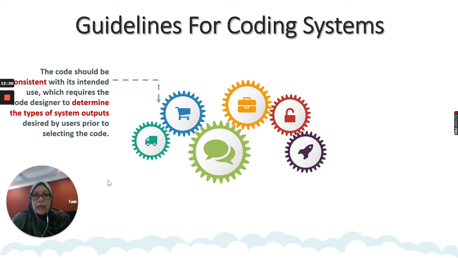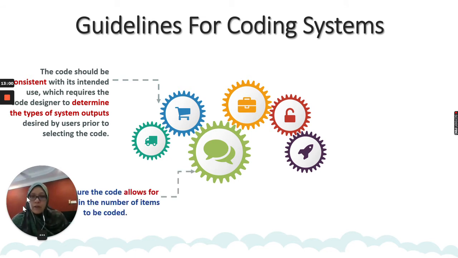Okay, so that they require, the code designer can determine the types of system output desired by the user. Prior to selecting the code, if they want to design the coding, they first need to determine the types of system output desired by the users, and then they use those codes. Then the coding should be consistent with its intended use.